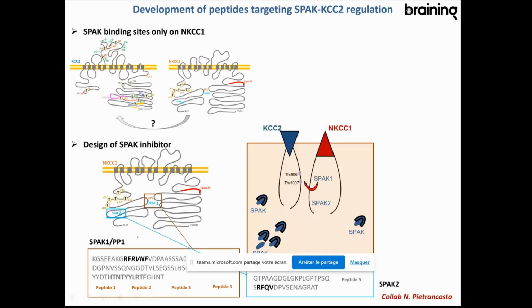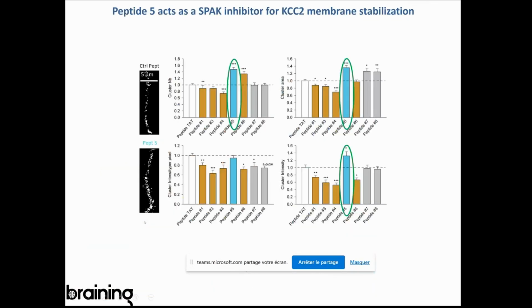By testing tens of peptides, he found one, in blue here, that could really be a good tool because it increases the clustering of KCC2 at the surface of the neurons, while the others are either decreasing or having no effect.